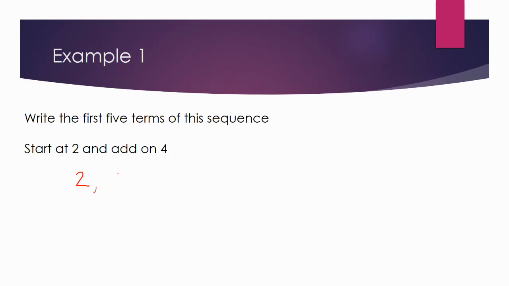So 2 plus 4 is 6. Then we're going to add on another 4, which gives us 10. Then another 4, which is 14. Another 4, which is 18. Okay, let's see how many numbers we've got. 1, 2, 3, 4, 5. We've now got 5 numbers. So these are the first 5 terms of this sequence, okay? Look, it says start on 2, so we include 2 in our sequence.